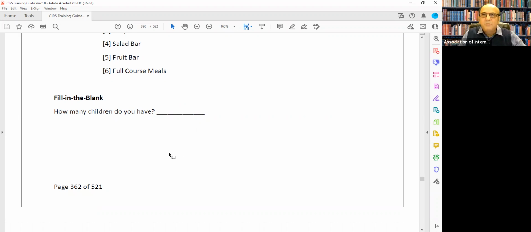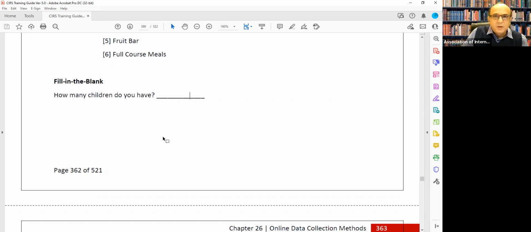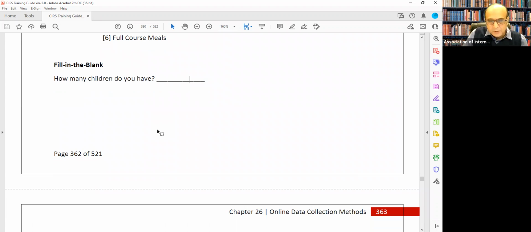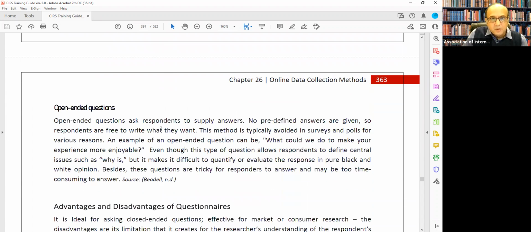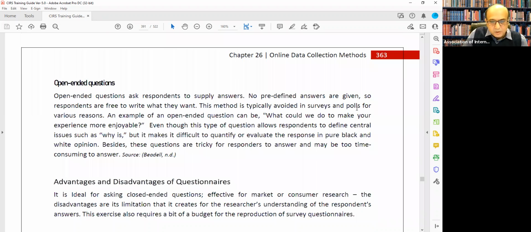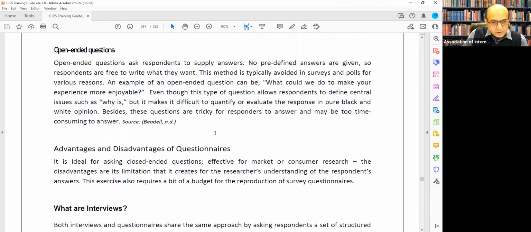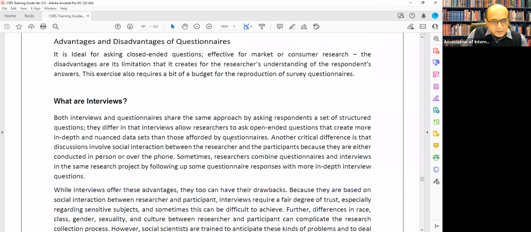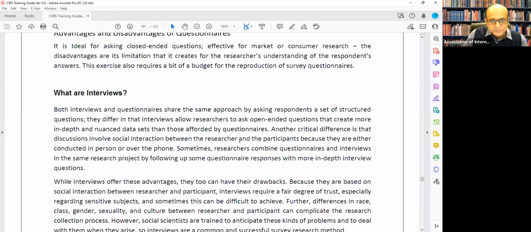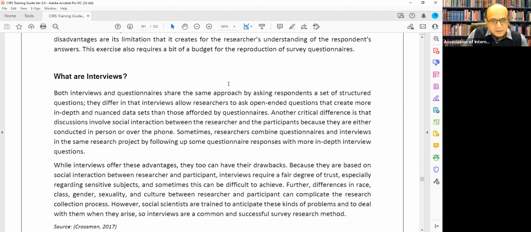Open-ended questions are more descriptive, more sentiment related, preference information types that you want to collect, and then work on it later to come up with the coding or use the coding method for it. So those are open-ended questions. Advantages and disadvantages of questionnaires. It's logical, so it's just 3 lines. I won't worry about it.